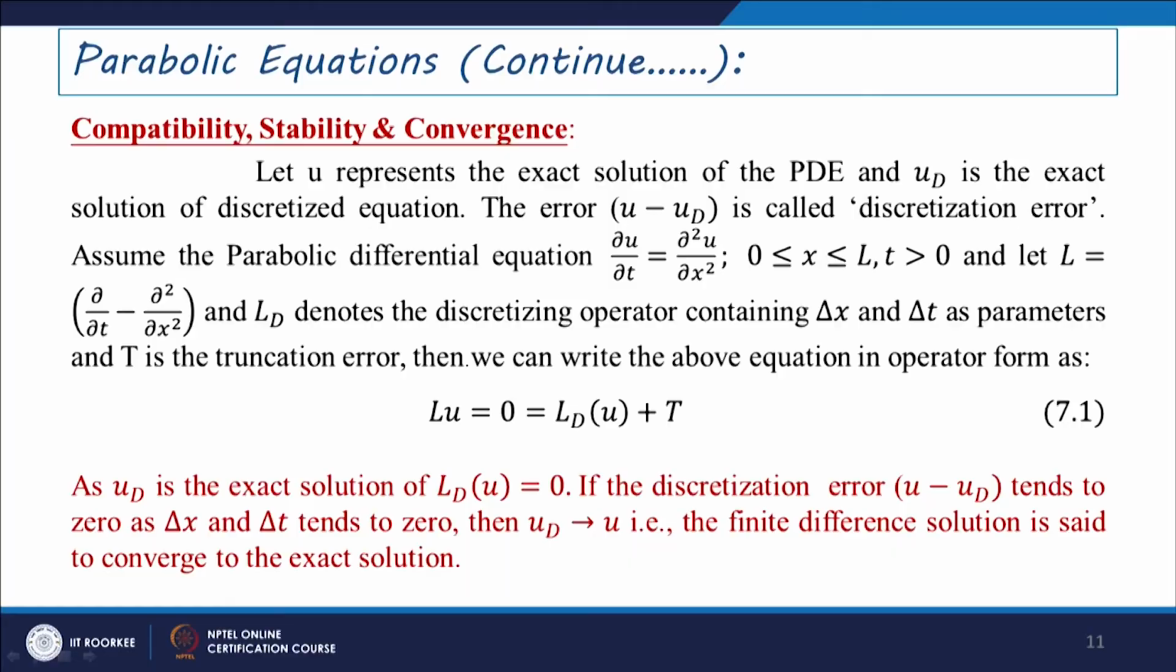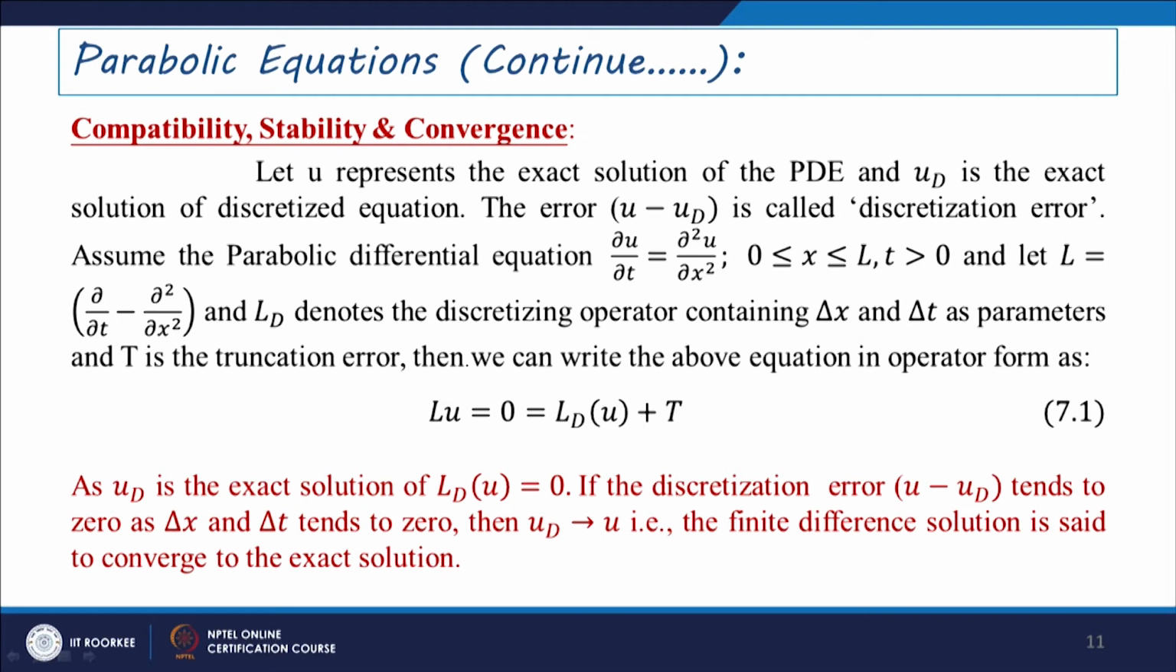Then we will go for the compatibility, stability and convergence of these methods. Suppose u is the exact solution of the partial differential equation and ud is the exact solution of the discretized equation. Since we are always neglecting some higher order terms, we write that as order of h, order of del x square, or order of del t. If the exact value is different from this approximated value, we can write the error term in the form u minus ud. This is called the discretization error here.